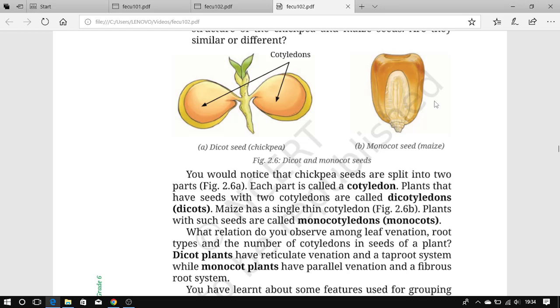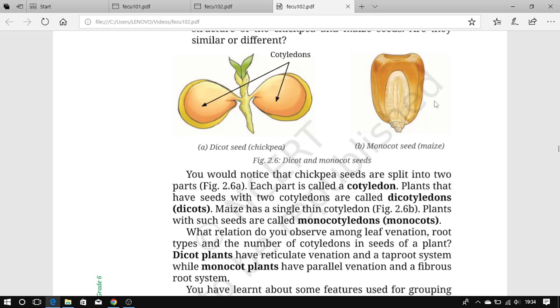Each part is called a cotyledon, and plants that have seeds with two cotyledons are called dicotyledons. It means dicots. So we will find different types of plants and different types of seeds, so two parts will be divided. We will call them dicots.